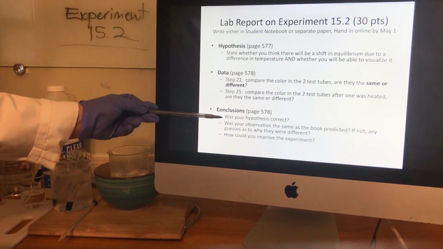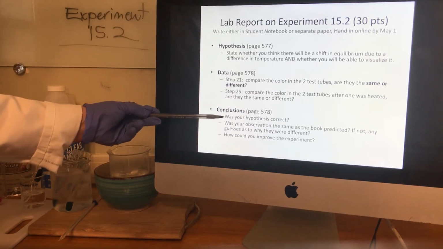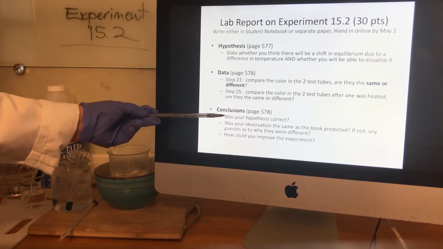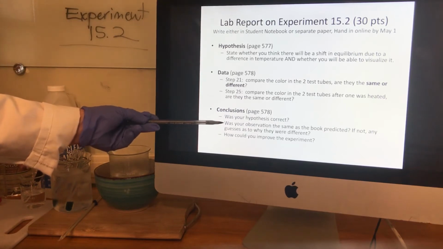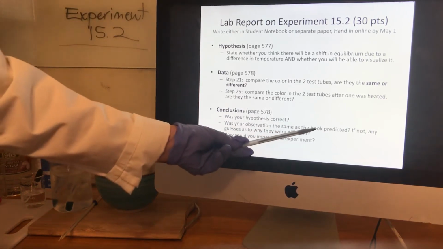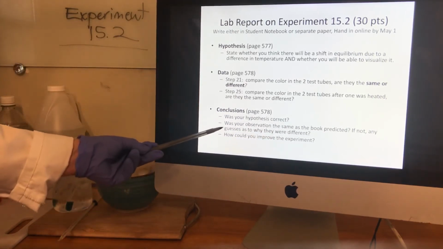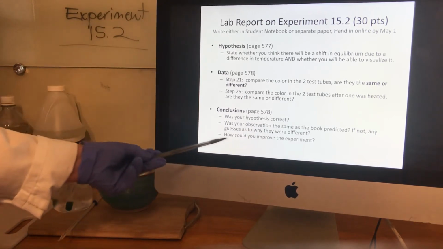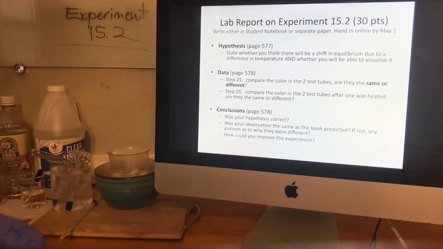And then for your conclusions, you just write whether your hypothesis was correct, whether your observations were the same as the book predicted, and if they weren't, do you have any guesses as to why they were different, and any thoughts on how you can improve the experiment.